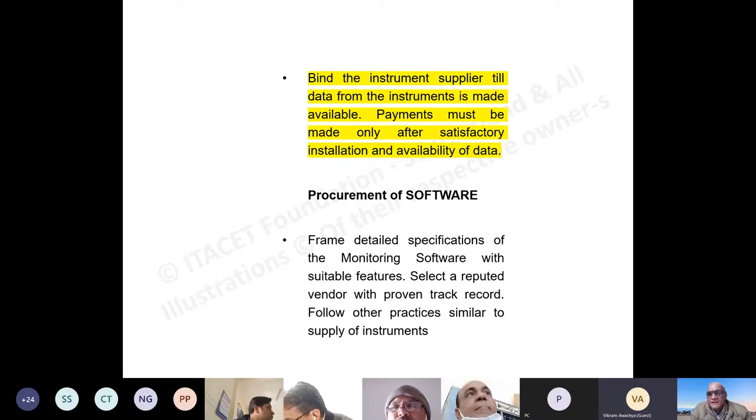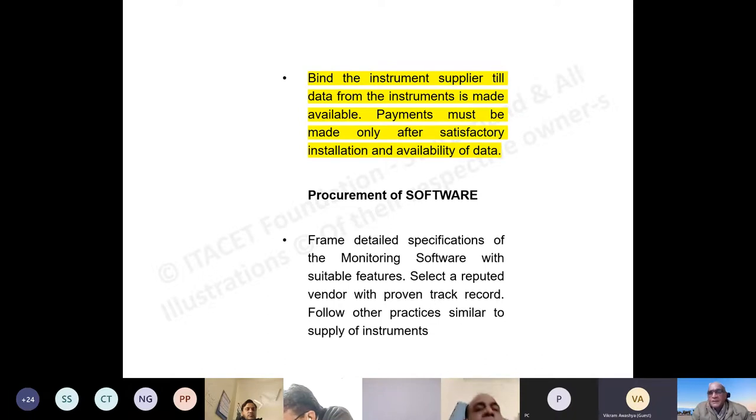you must please bind the instrument supplier unless the data from the instrument is made available. That means the instrument supplier should not only supply and install the instrument, but also give you data. My recommendation is that payment of the supplier should be staged in such a manner that he gets a large part of his payment after the satisfactory data from the instrument is given. At least after installation, he should give you the data, and then you must release his payment.